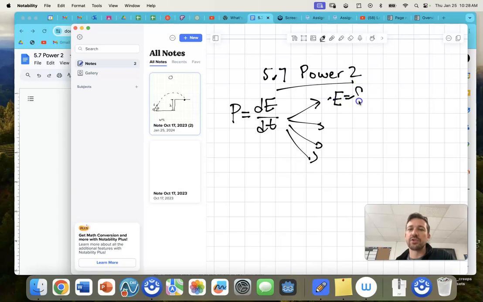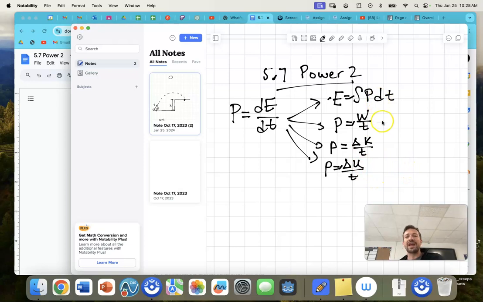See if you can remember them as I do them. You also know that power is equal to work divided by time. You know that power is equal to the change in energy, so it could be change in kinetic over time, or change in potential over time, right? So you created these four formulas based off of this one formula, right?